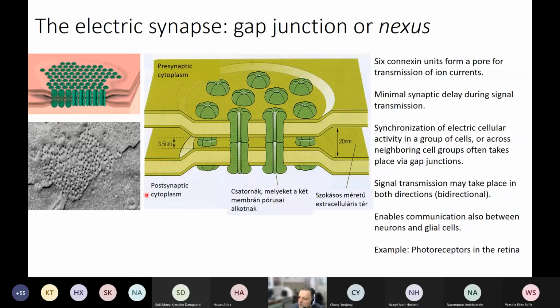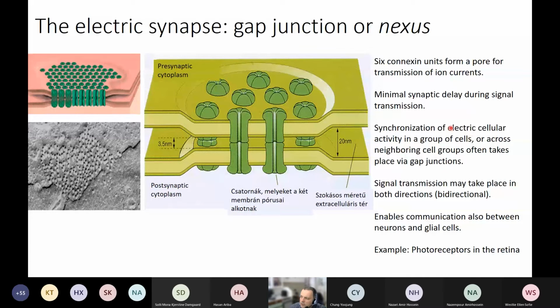channels with each other. And then you have here the connection, and the ions can pass through these channels, and they therefore will activate or influence the other cell's activity very, very fast without almost any synaptic delay. The signal transmission takes place.